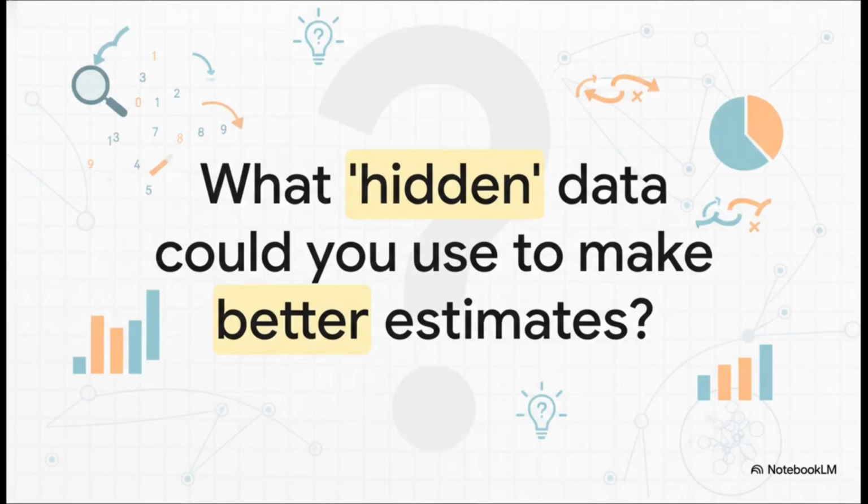And that's a wrap on our deep dive into ratio estimation. The question I want to leave you with is this. Now that you have this tool in your back pocket, what hidden data is out there all around you that you could use? What could you estimate about the world with a precision that you never thought possible before?